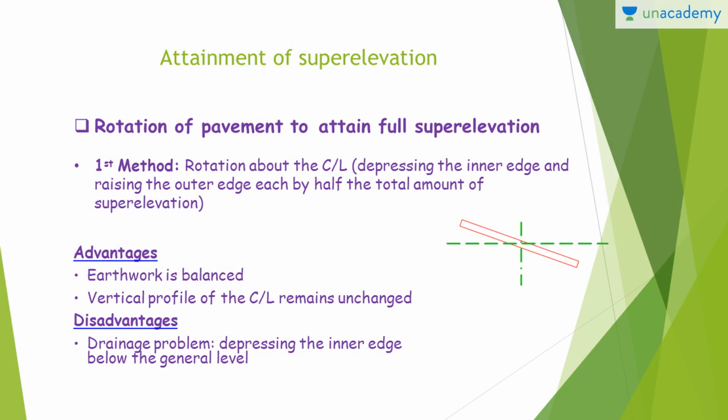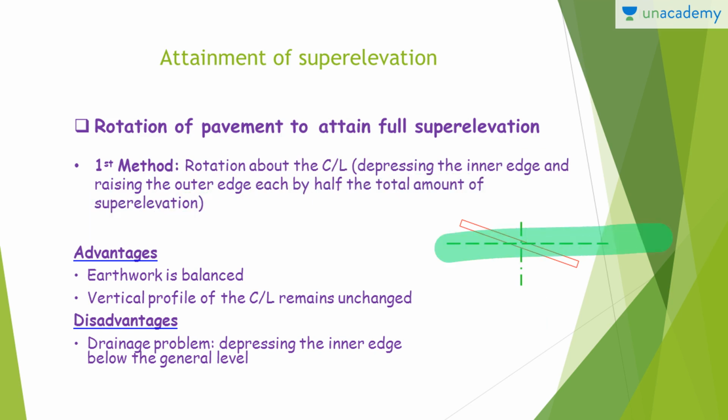Now the second one is rotation of pavement to attain full superelevation. And this also has two methods. The first one is rotation about the central line. So you can see this is the central line, and this is the road. Initially the road was like this, but it is rotated about the central line, keeping the CG fixed. So that is basically depressing the inner edge and raising the outer edge, each by half the total amount of superelevation. So why by half?